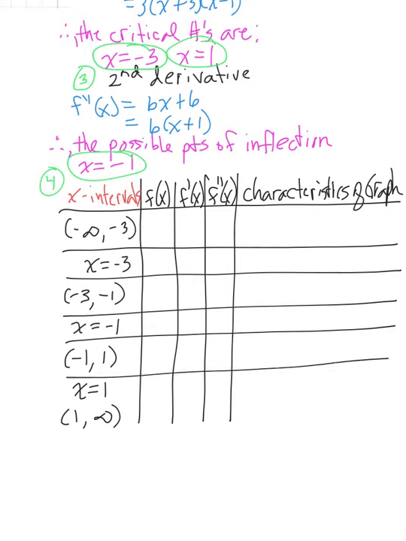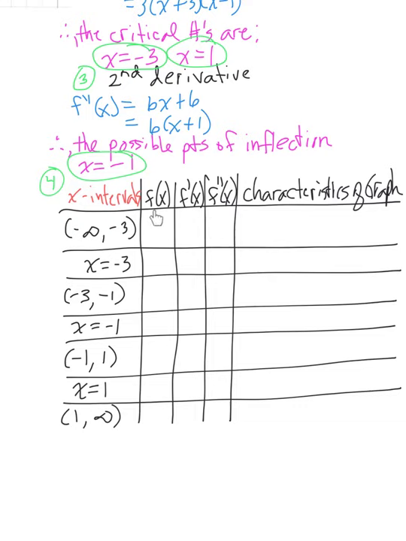So this essentially is you talking about all the characteristics of the graph. We've gathered the information, we just have to plug in the values. So remember, we've done this before. You're going to take any value in between here and substitute it into the original function, the first derivative function, and the second derivative function.